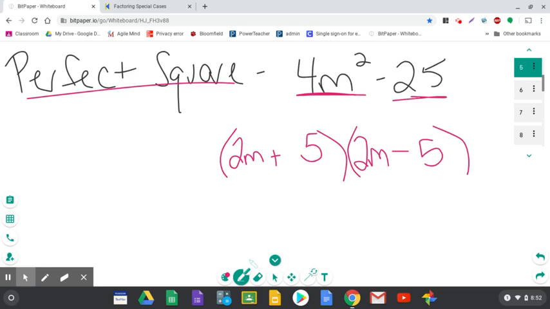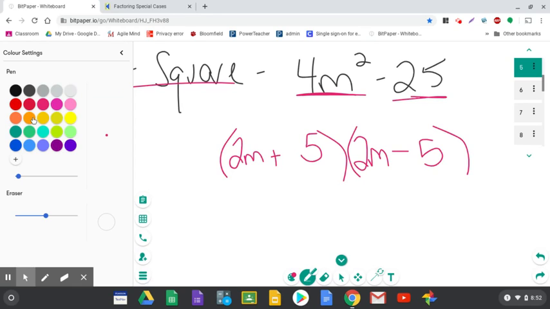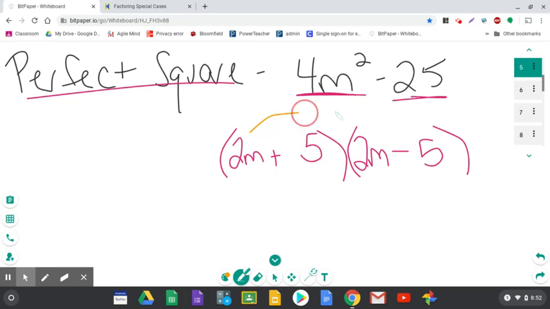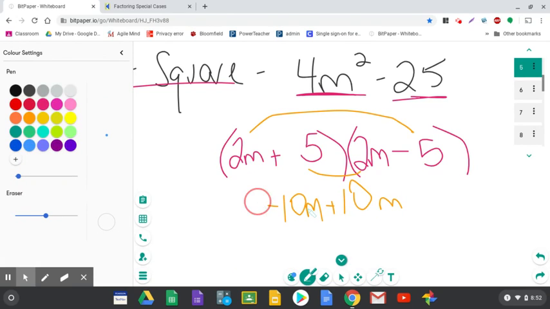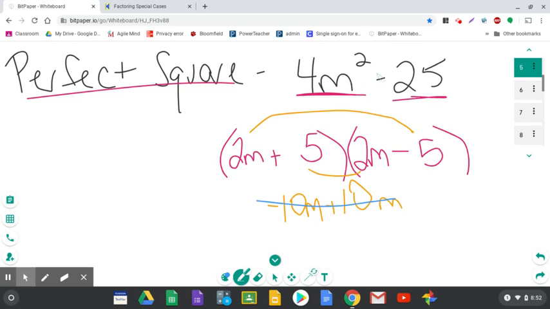Okay, and again, the way to check that would be if you FOIL this out. Remember, 2m times negative 5 is negative 10m. And then 5 times 2m is positive 10m. Well, if you were to add them together, what's negative 10 and positive 10? You get 0. So they cancel each other out, and that's why there is no middle term here. There's no term in the middle with an m because they got canceled out.